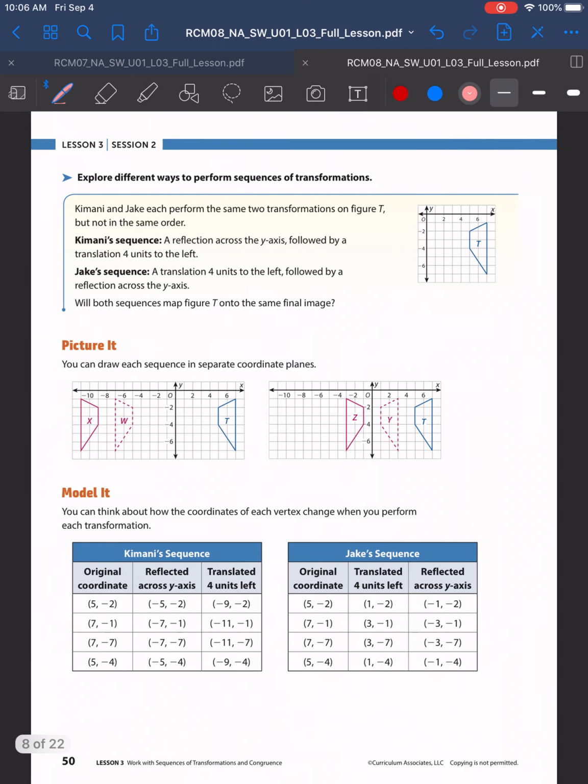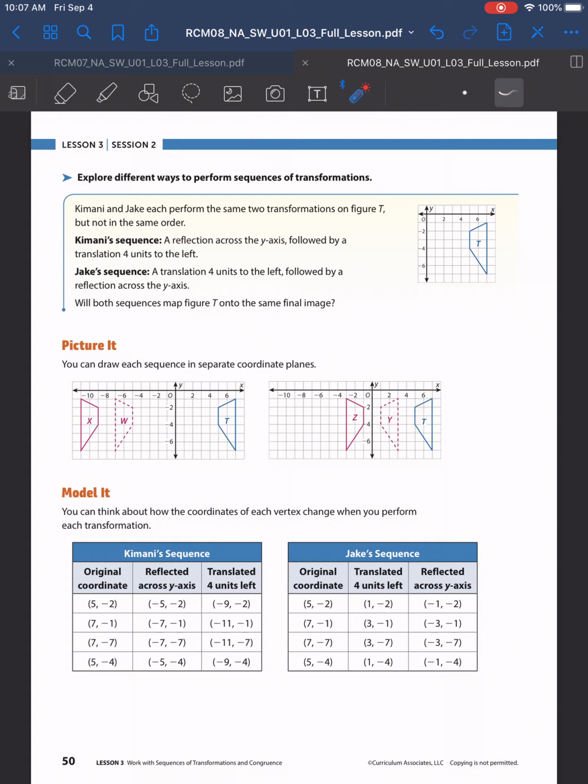Okay, so Kamani and Jake each perform the same transformations. It's just they did them in a different sequence. This is a great picture to show. So Kamani, her original shape was here. She flipped it, okay, and we got this, and then she moved it 4 units that way. Whereas Jake, he moved it 4 units this way and then flipped it, okay?